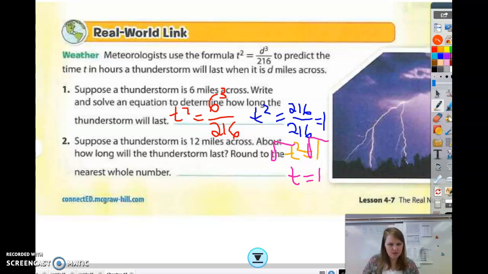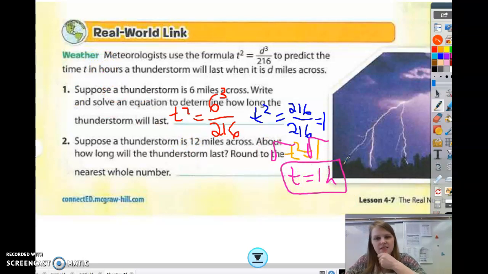So we could say here, this should last, it was asking how long it would last. We actually know that this is positive or negative, but does it make sense for it to be a negative hour? I don't think so. So we're going to keep it as positive, so we're going to say this might take 1 hour for the storm to pass.